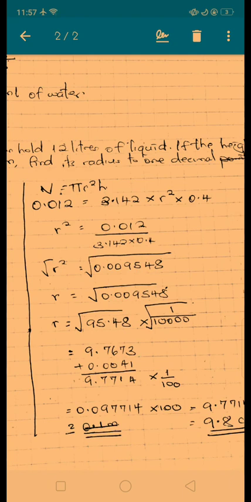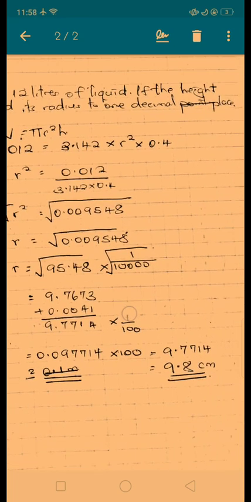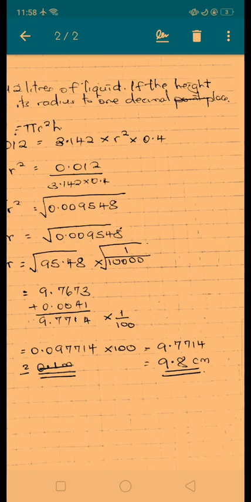And then when you get the square root of 1 over 10,000, you will get 1 over 100, basically times 10 raised to the power negative 2. When you have that, you'll have 0.097714. But remember, they have said in centimeters, and that's why you're seeing I've multiplied it times 100. So 0.097714 is in meters. You multiply by 100 to change it into centimeters. So it will be 9.7714 centimeters.